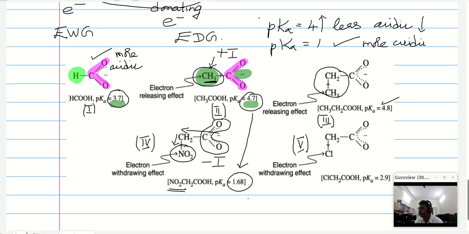Now if we have a chlorine in place of nitro, we know that chlorine is also an electron withdrawing group, but it's not as strong as nitro. So this is reflected in the pK value as well. You see here that the pK value has increased a bit because the electron withdrawing nature of chlorine is much less than the nitro group.